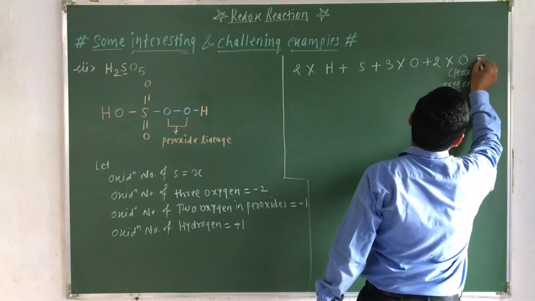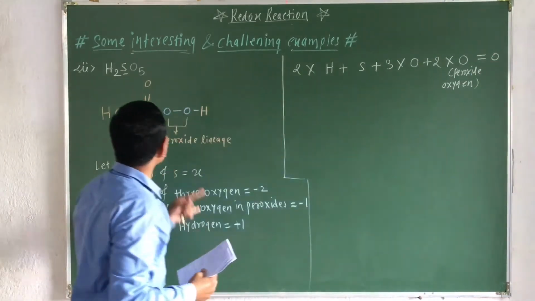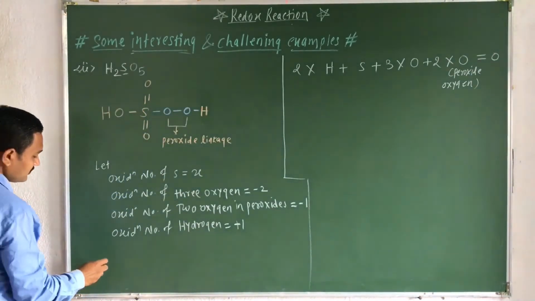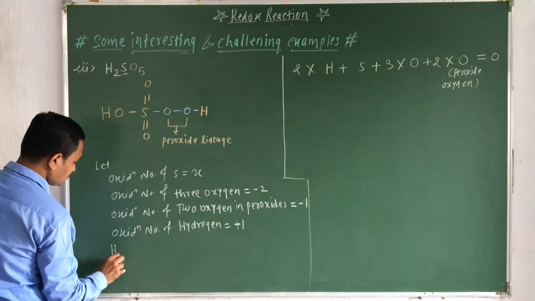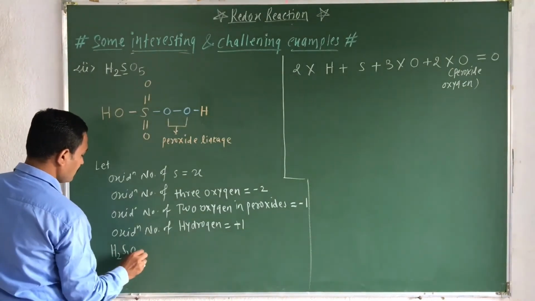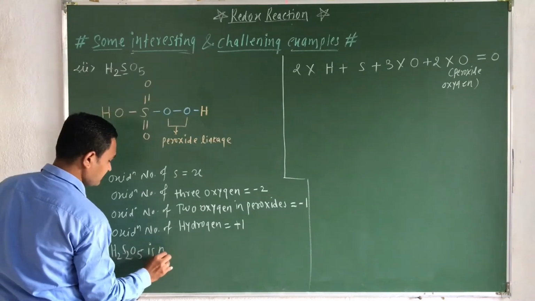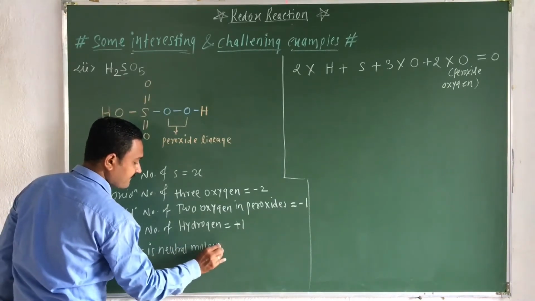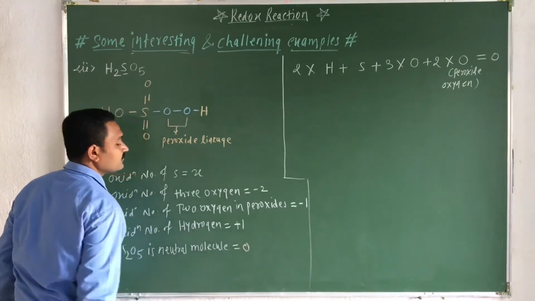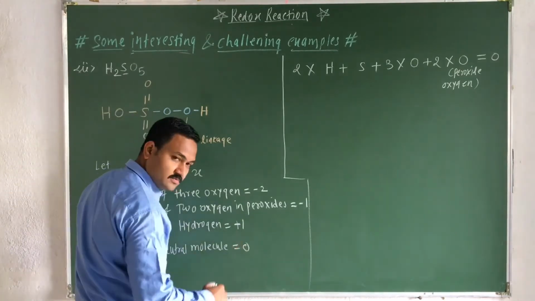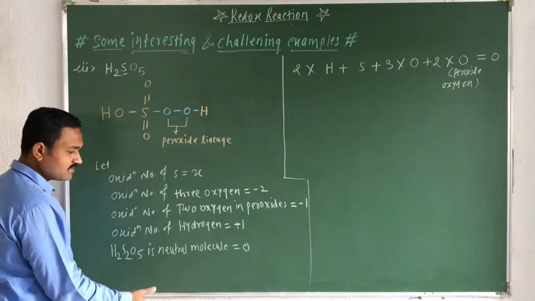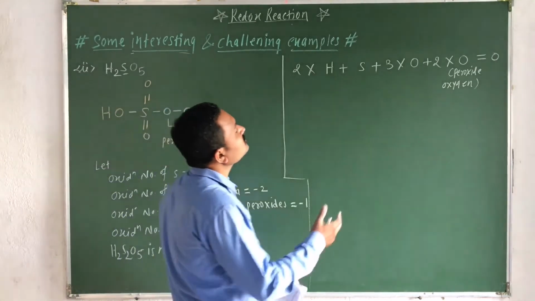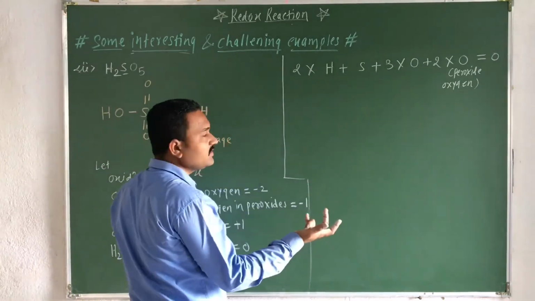Now, everything is over. We know that this particular molecule is neutral in nature. So you can simply write down here that H2SO5 is a neutral molecule, which has its oxidation number equal to 0. This practice you can easily write down. So obviously just put in the values and find out the answer.